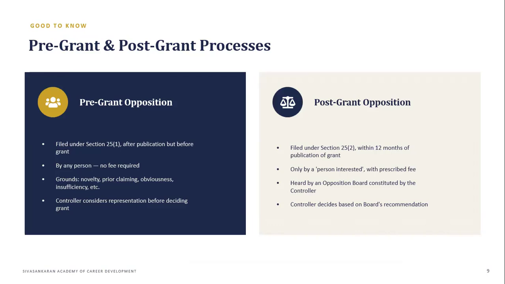Post-grant opposition is governed by Section 25(2). It may be filed within 12 months from the publication of the grant by a person interested, subject to the prescribed requirements. The matter is considered through an opposition board constituted by the controller, and the controller takes the decision based on the applicable process and recommendation. Understanding opposition is important because patent prosecution may involve not only interaction between the applicant and the patent office, but also challenges from third parties.